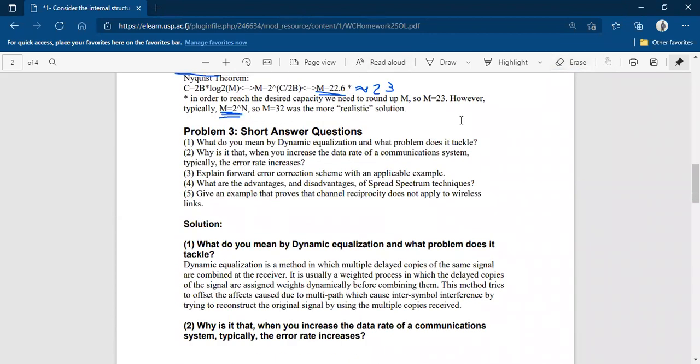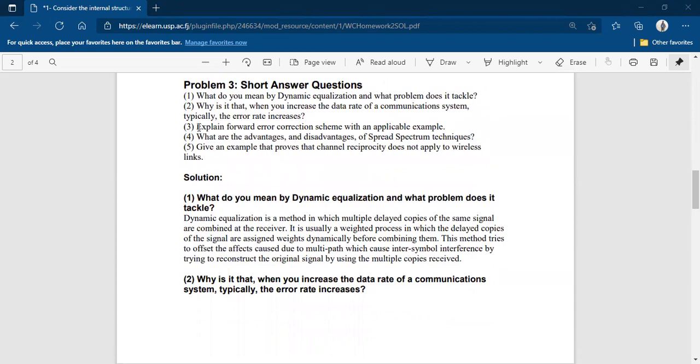Problem number 3. What do you mean by dynamic equalization, and what problems does it tackle? 2 is, why is it that when you increase the data rate of a communication system, typically the error rate increases? Part 3 is, explain the forward error correction scheme with an applicable example. 4 is, what are the advantages and disadvantages of the spread spectrum techniques? 5 is, give an example that proves the channel reciprocity does not apply to wireless links.